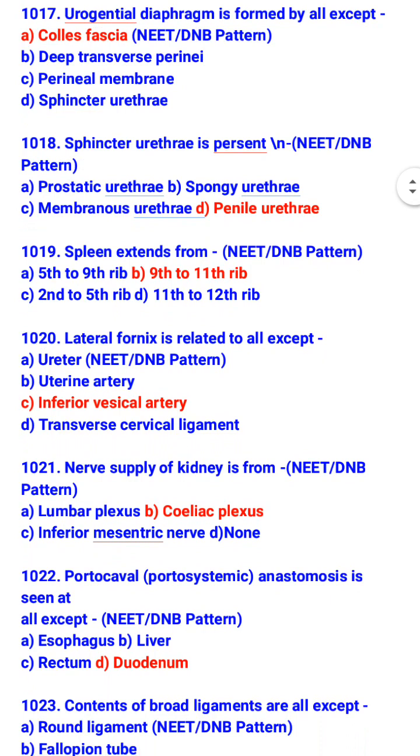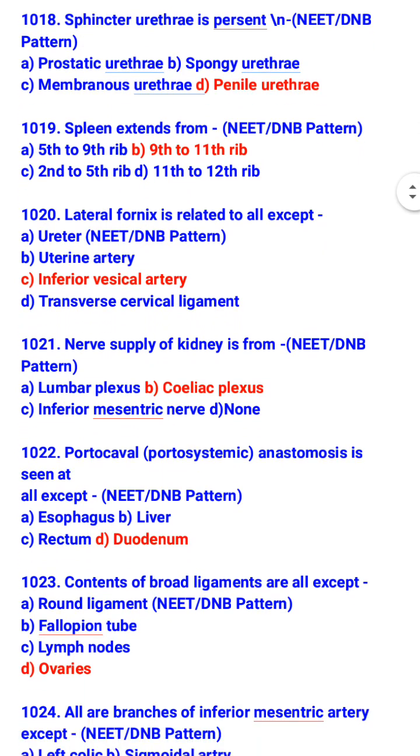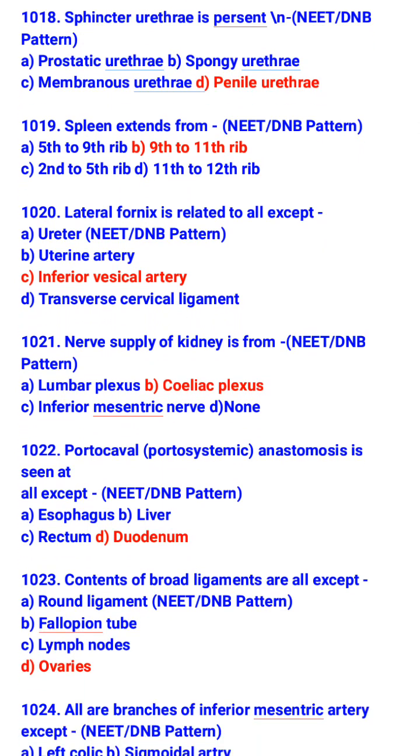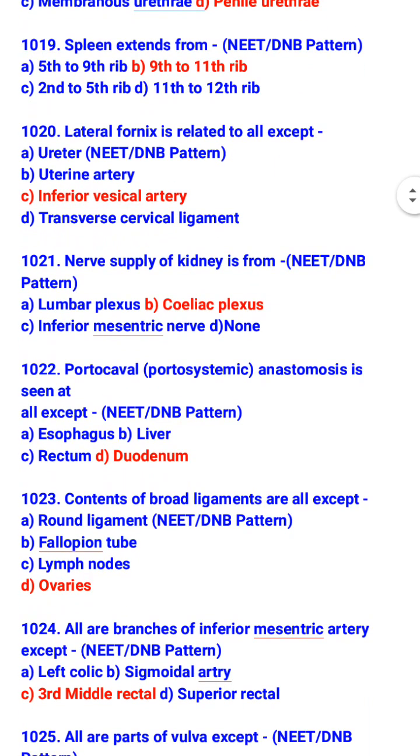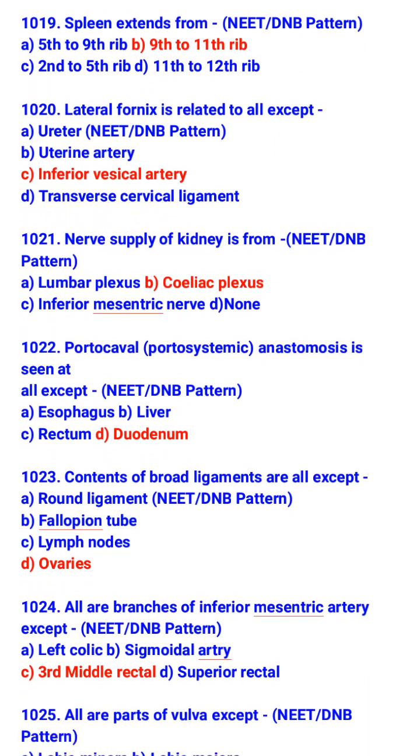Lateral fornix is related to all except inferior vesical artery. So lateral fornix is related to ureter, uterine artery and transverse cervical ligament. Nerve supply of kidney is from celiac plexus. Portocaval or portosystemic anastomosis is seen at duodenum.